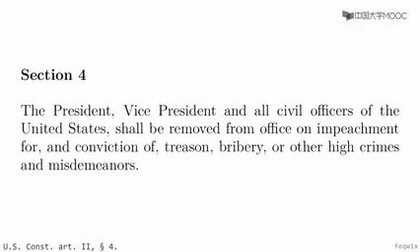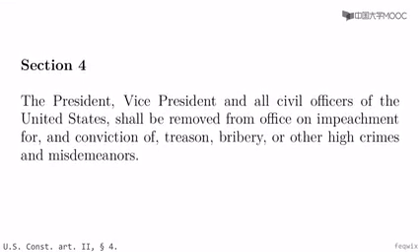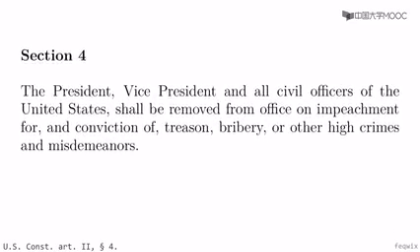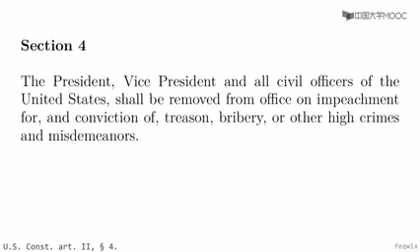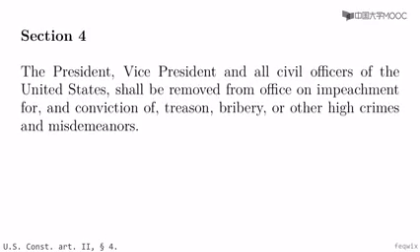Section 4. The President, Vice President, and all civil officers of the United States shall be removed from office on impeachment for and conviction of treason, bribery, or other high crimes and misdemeanors.